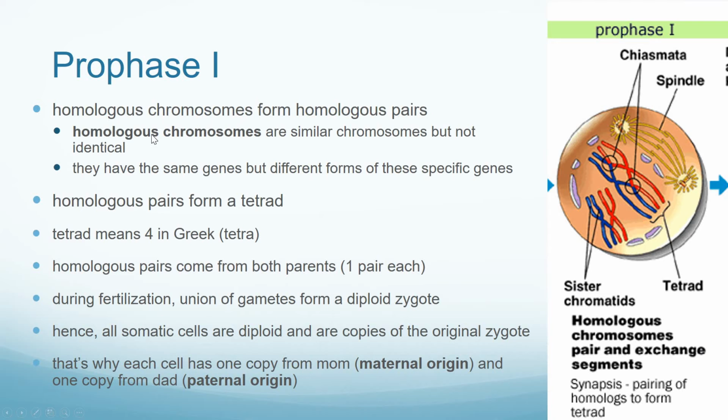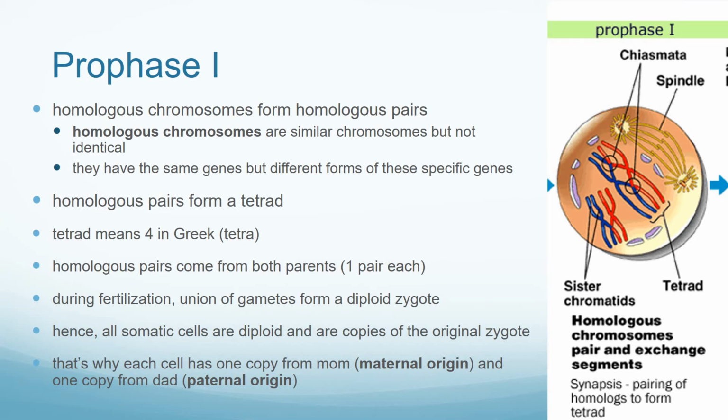Now for prophase 1, the homologous chromosomes form homologous pairs. So homologous chromosomes are similar chromosomes but not identical. They have the same genes but different forms of these specific genes. And when the homologous pairs come together, they'll form something called a tetrad. Tetrad means it has 4 to it, right? Tetra means 4 in Greek.